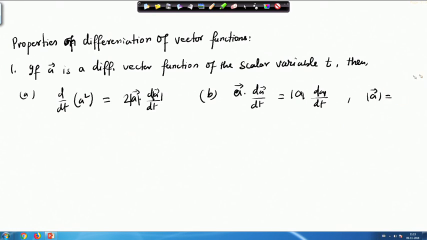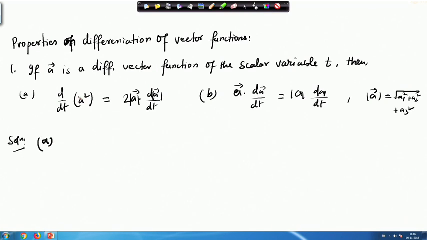That means if A has 3 components, then it is the square root of a1 squared plus a2 squared plus a3 squared. That is what we actually mean by mod of A. So, let us try to prove the first result.